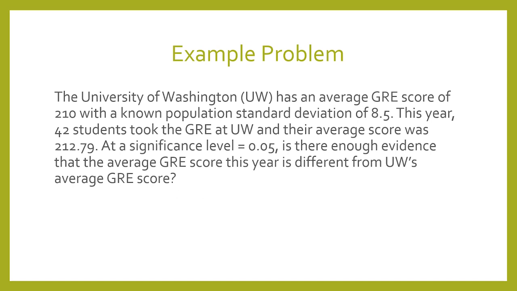The University of Washington has an average GRE score of 210 with a known population standard deviation of 8.5. This year, 42 students took the GRE at UW, and their average score was 212.79. At a significance level of 0.05, is there enough evidence that the average GRE score this year is different from UW's average GRE score?